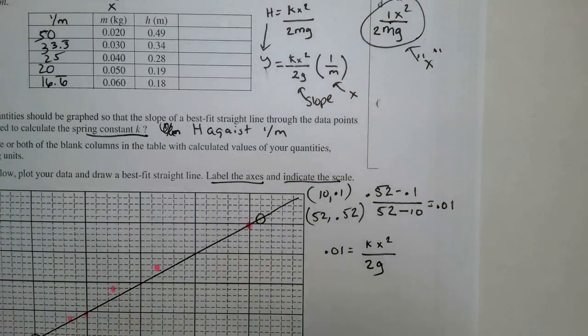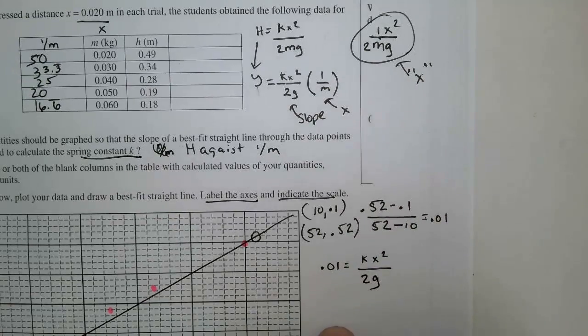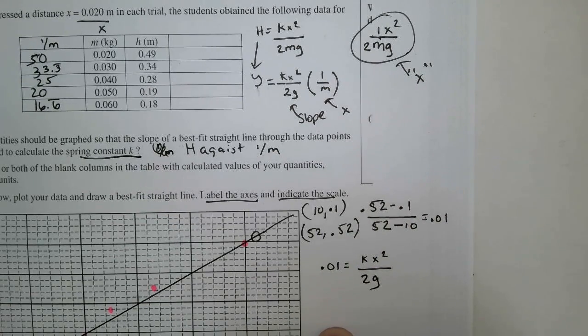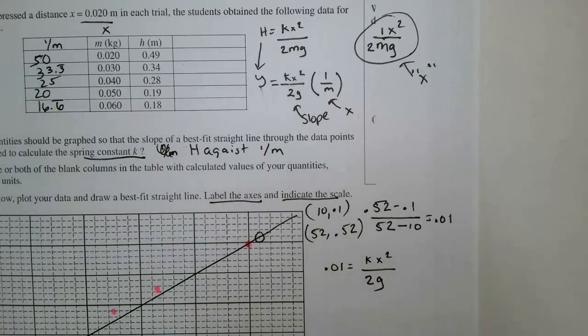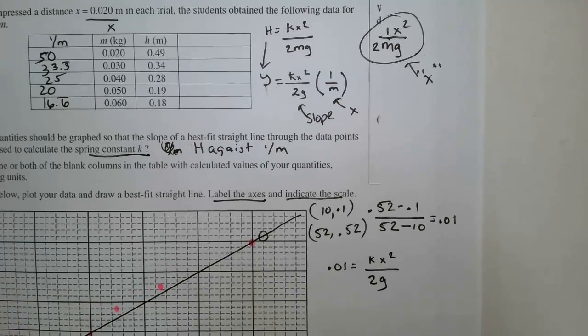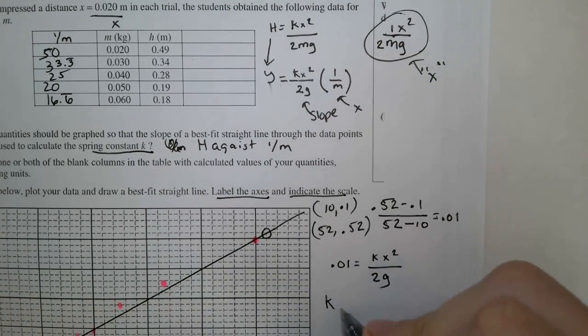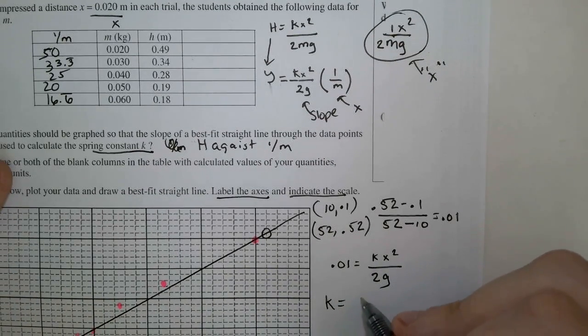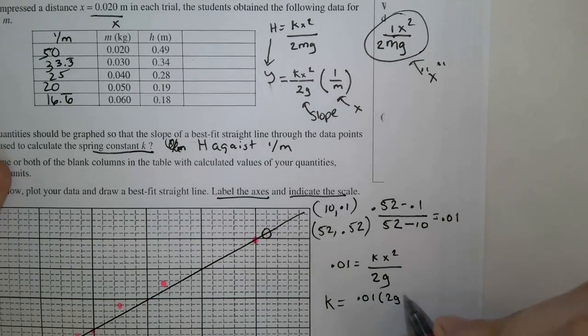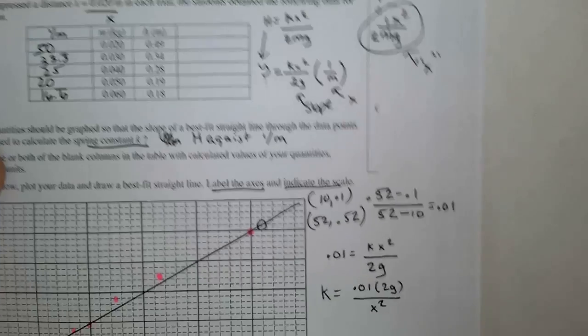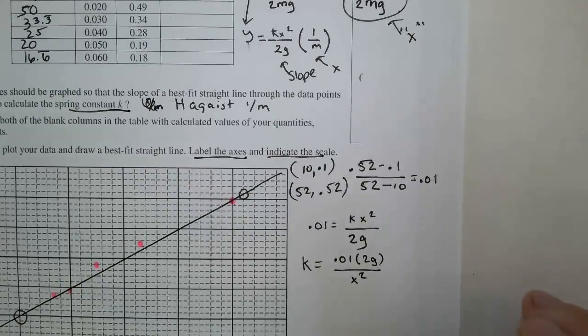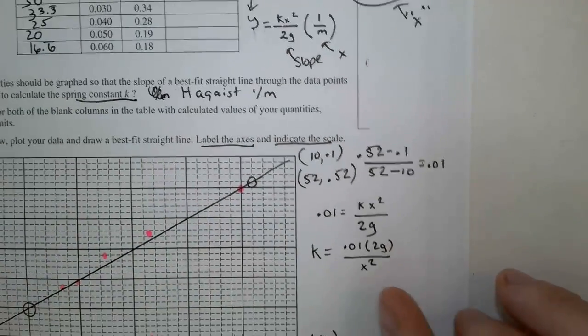This is an important part in the video. The slope equals everything that the slope is equal to. We need to solve for k. You can either do that before or after plugging in stuff. I'm going to do it now. k would equal 0.01 times 2g divided by x squared. And then I can plug in everything I have that I know.